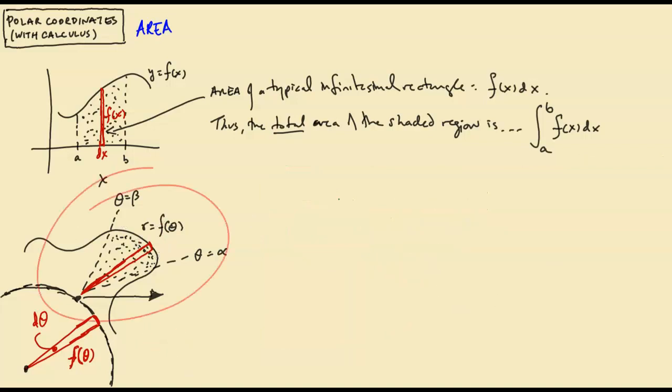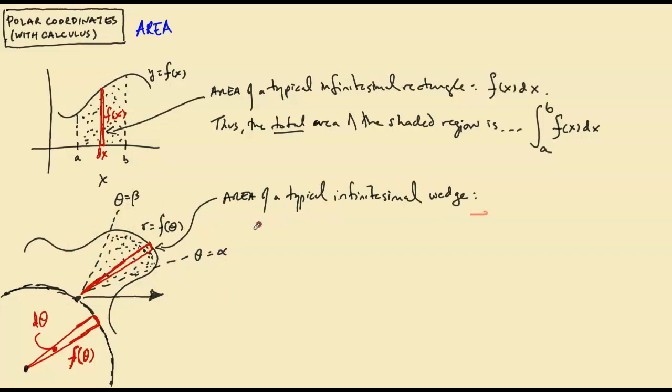So we have this region swept out by our polar curve. We're going to break it up into infinitesimal pieces. We'll get the area of a typical piece, and from that we'll be able to get the area of the whole thing by integrating. So we need the area of a typical infinitesimal wedge at theta.